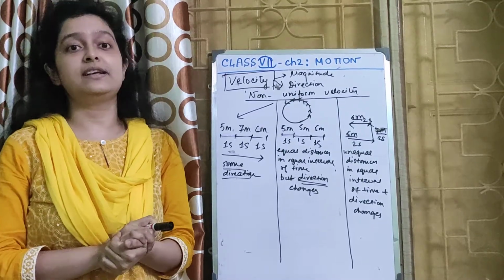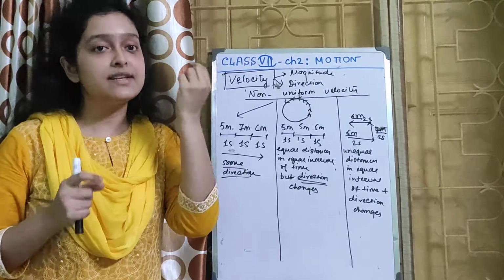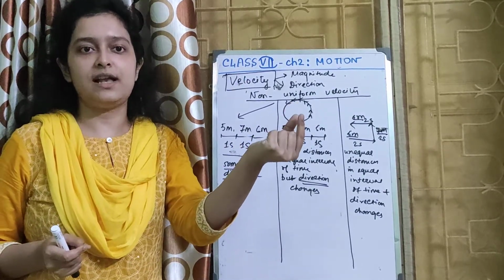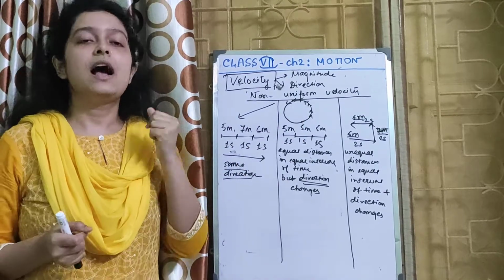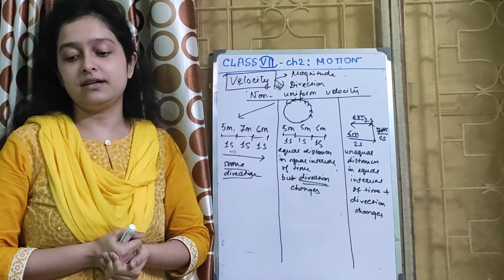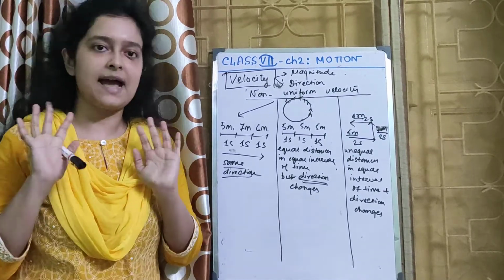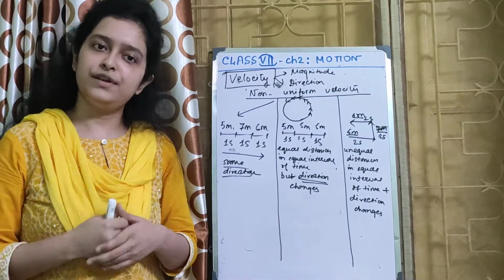You will get numericals from speed. You will be given distance and time, and you have to calculate speed, or given speed and time, you have to calculate distance. Also you will get displacement and distance numericals from there. So we will practice those numericals once we finish the chapter.